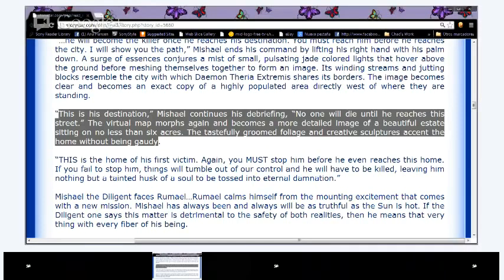This is his destination. Michel continues his debriefing. No one will die until they reach this street. The virtual map morphs again and becomes a more detailed image of a beautiful estate sitting on no less than six acres. The tastefully groomed foliage and creative sculptures accent the home without being gaudy.